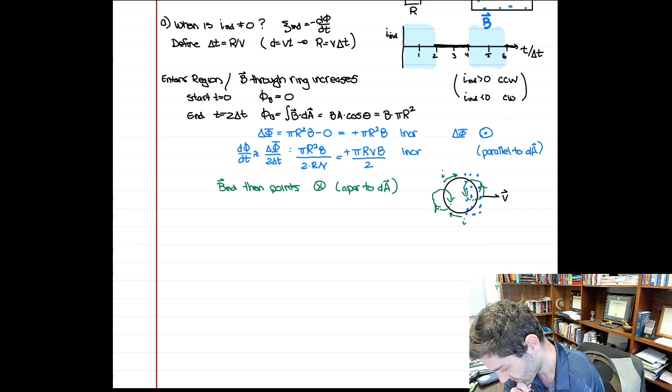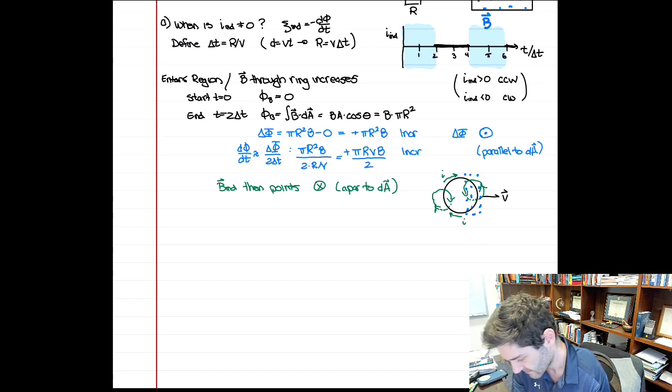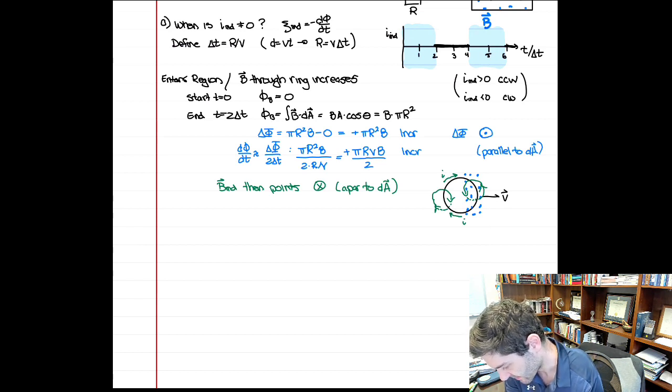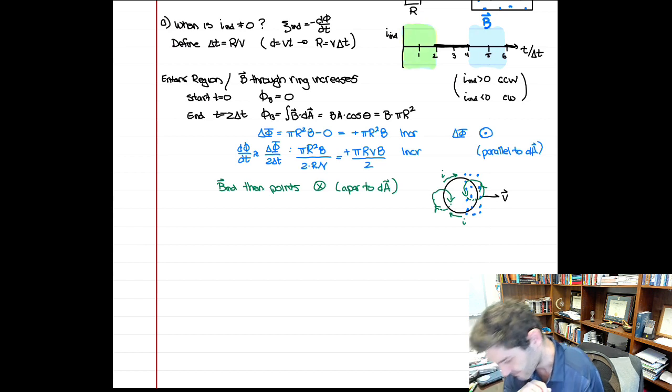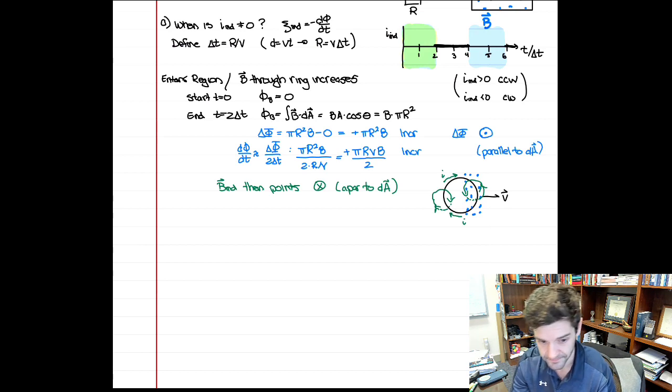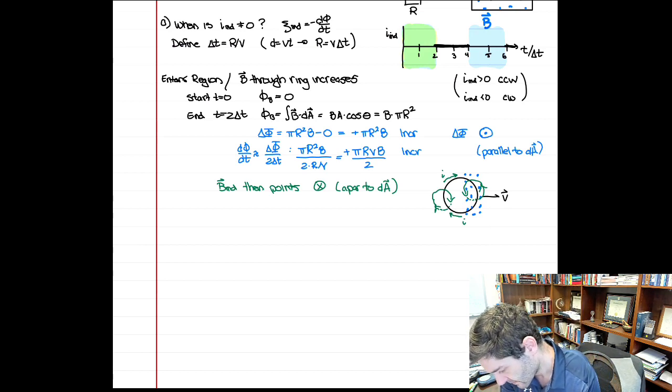So in this case, it looks like we expect the induced current to then be, where's my highlighter? To then be something. If we're going clockwise negative, counterclockwise positive, this region is going to be something in the negative. We'll give it a little green tint in this case.